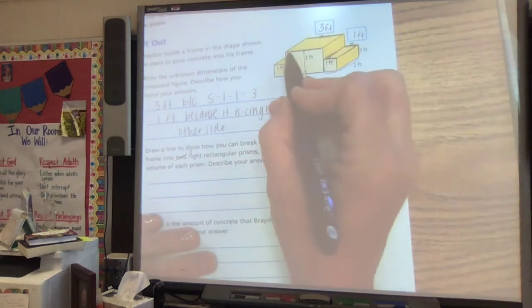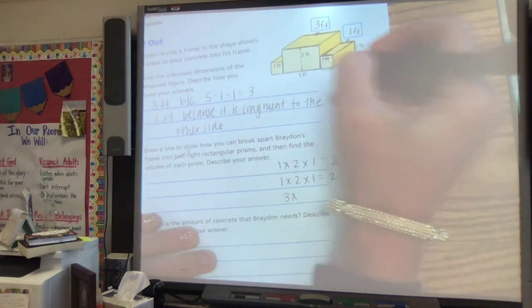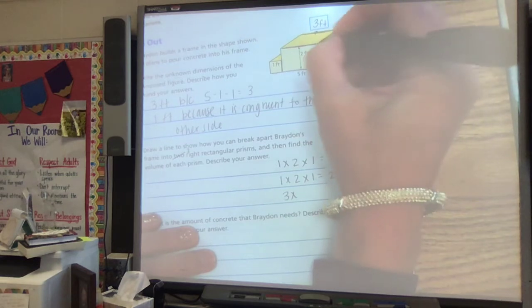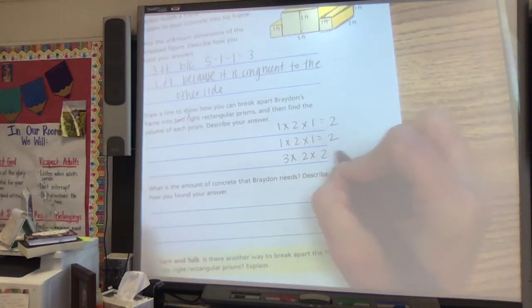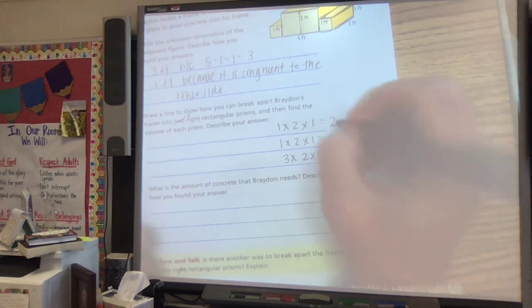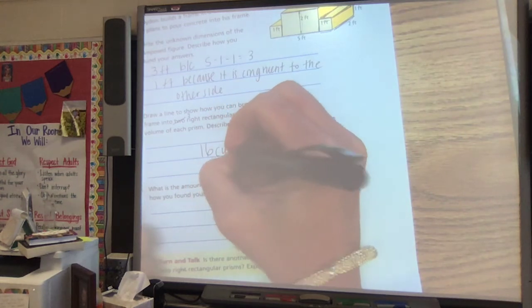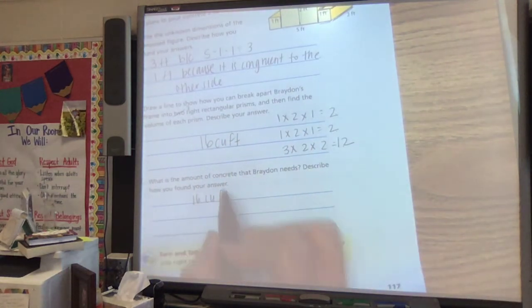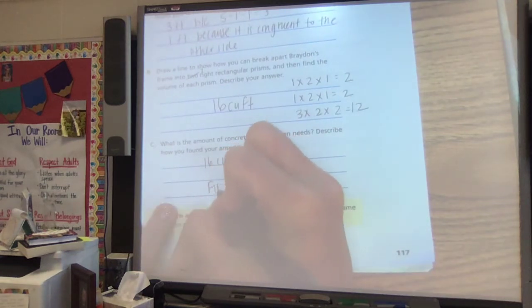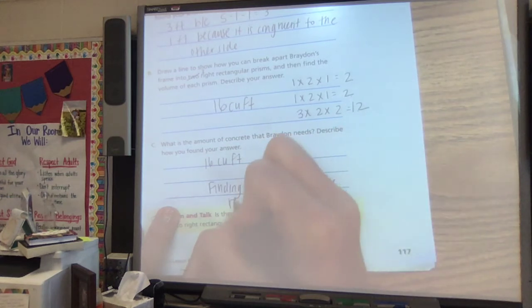Now, the length of this is 3 feet. The width of this whole thing is still 2 because this is 2, that is 2. They're all congruent. And how tall is it? It tells me right here that it's 2 feet tall. So 3 times 2 is 6, and 6 times 2 is 12. So 12 plus 2 is 14 plus 2 is 16 is your volume. 16 cubic feet. And how did we find it? We found it by finding the volume of all the rectangular prisms.